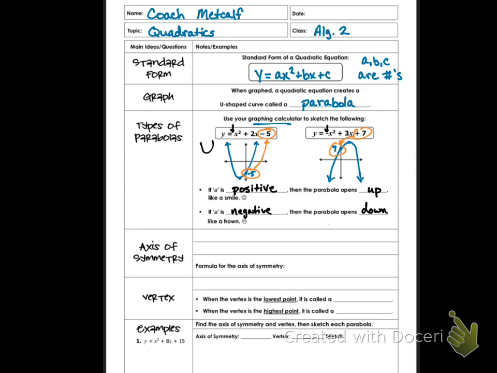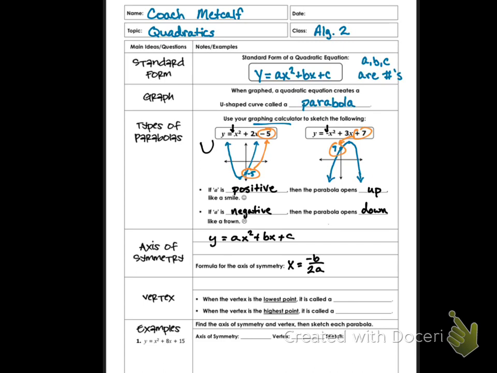All right, now the axis of symmetry. So if you notice in both of these, they have an axis of symmetry. So they're the exact same on either side of that parabola. All right, and so the formula for the axis of symmetry is going to be x equals -b over 2a, if we're using our standard form, ax squared plus bx plus c.